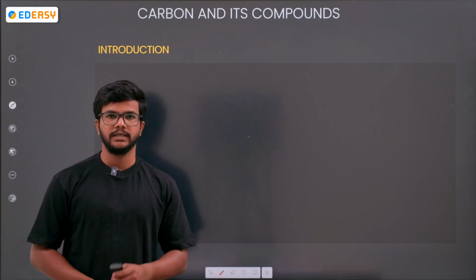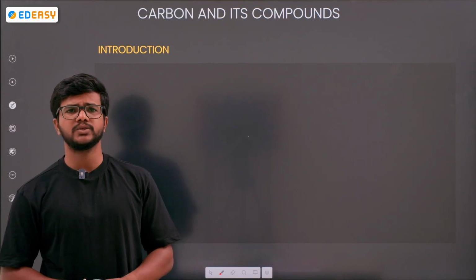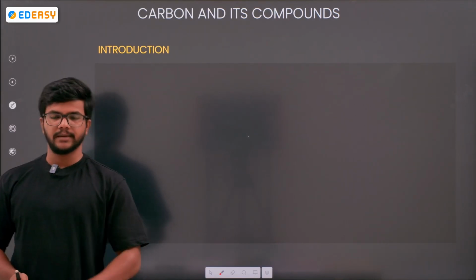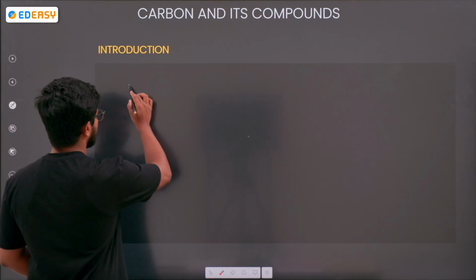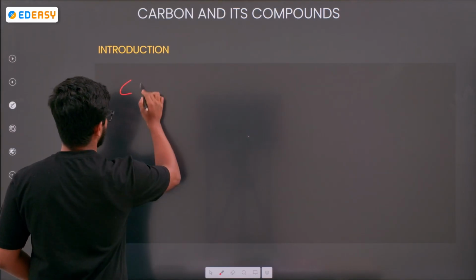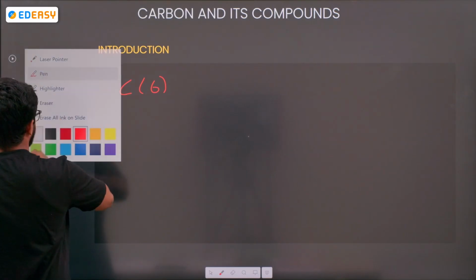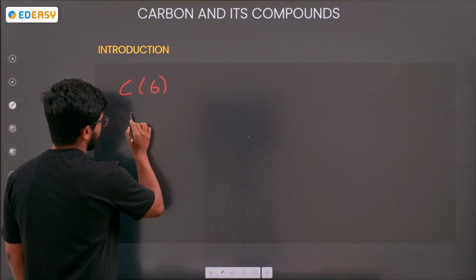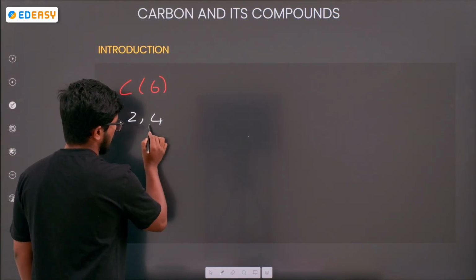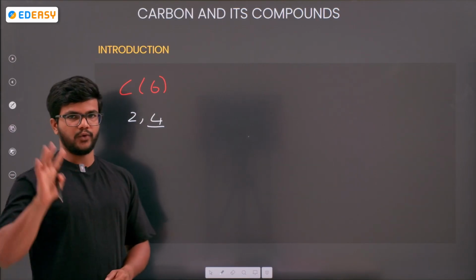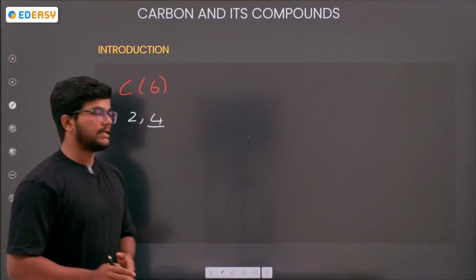Okay, so here first, introduction. So carbon, what is the introduction of the carbon? So carbon atomic number. What is the atomic number of the carbon? It is 6. Carbon atomic number is 6. So here electronic configuration 2, 4. So carbon outermost shell electrons are 4. The valency of the carbon is 4.